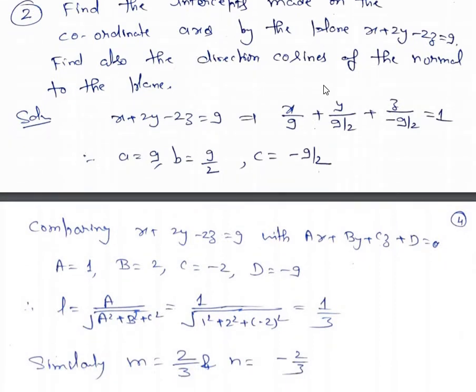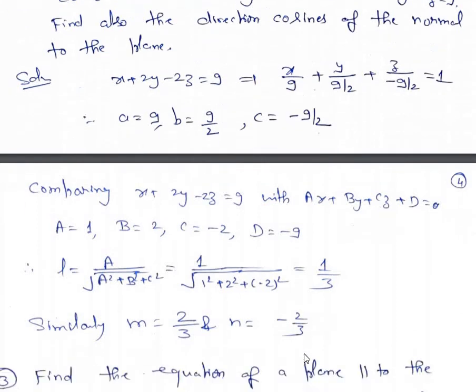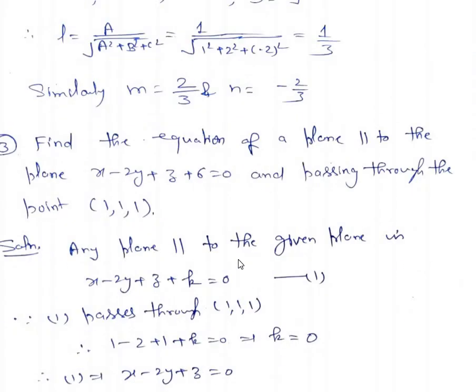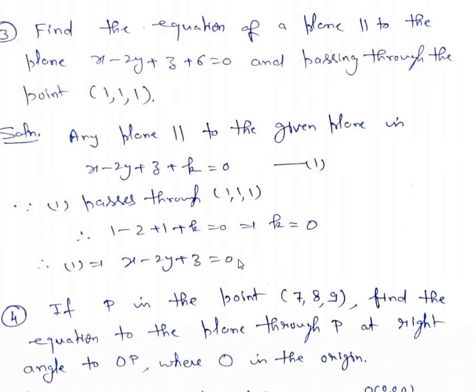Now we have to find out direction cosines. If we compare the given equation of the plane with the general form of the plane ax plus by plus cz plus d is equal to 0, we have a is equal to 1, b is equal to 2 and c is equal to minus 2. And we know that l is equal to a upon under root a square plus b square plus c square. So put the values of a, b, c. We'll get l is equal to 1 upon 3. Similarly, m is equal to 2 upon 3 and n is equal to minus 2 upon 3. So these are the direction cosines of the normal to the plane.